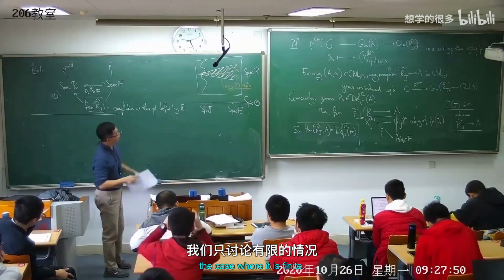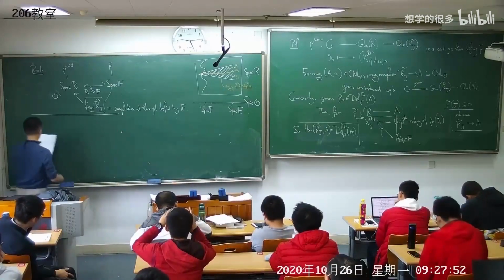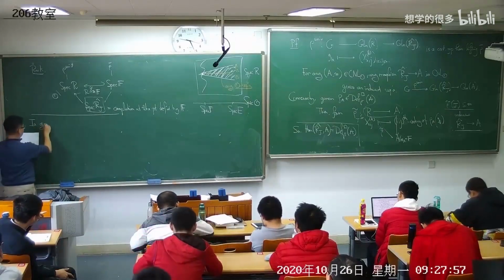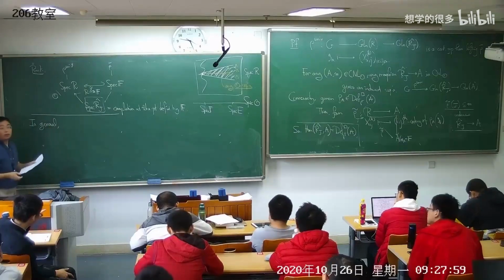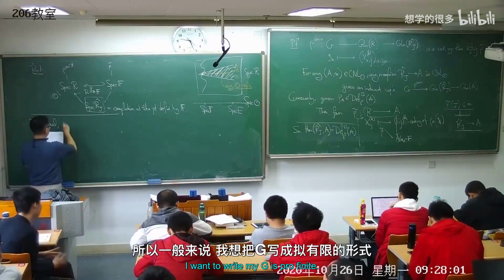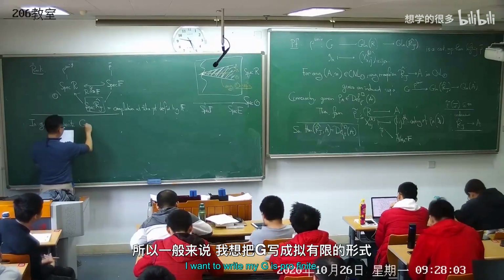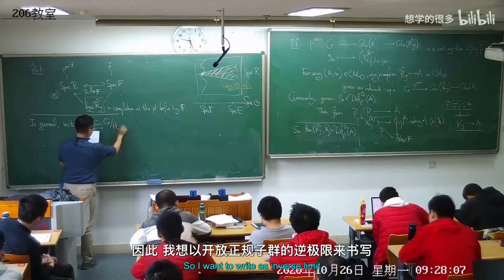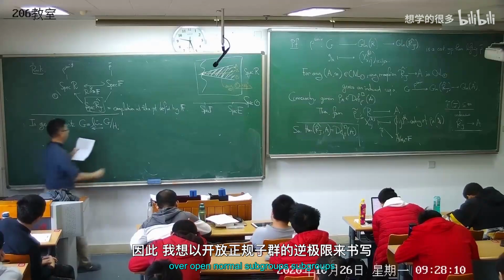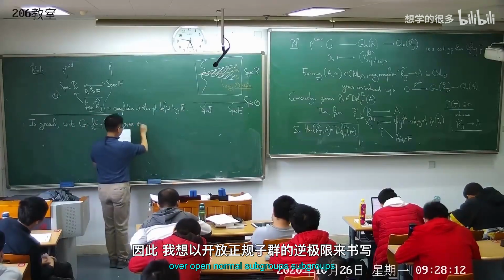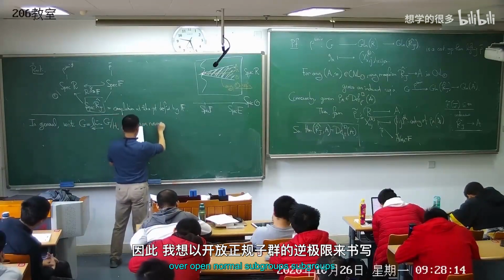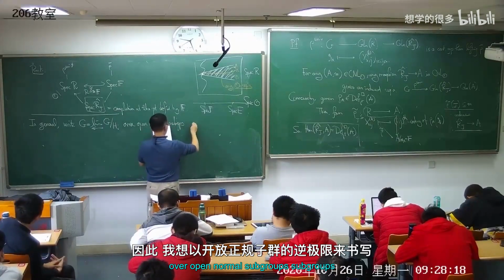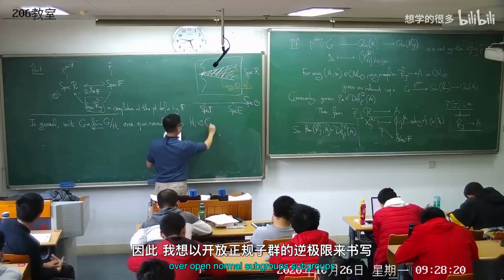We only talked about the case where G is finite. So now in general, I want to write G as profinite. So I want to write this as an inverse limit over open normal subgroups H_i in G.